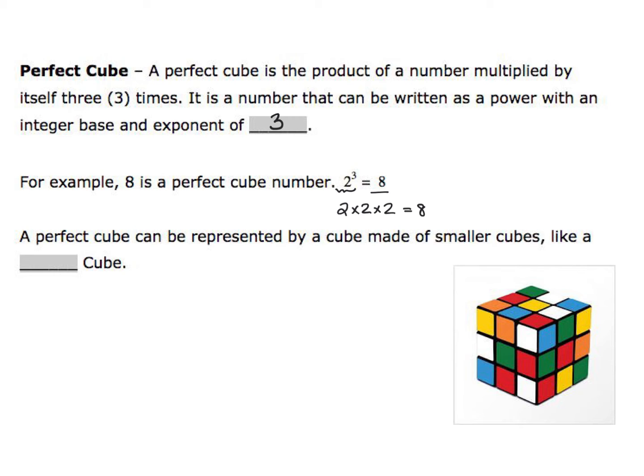So if you're trying to remember what a perfect cube looks like, it can be represented by a cube made of smaller cubes, just like a Rubik's Cube. Our Rubik's Cube, for example, has side lengths of 3. So 3 times 3 times 3, which is also equal to 3 cubed, with a standard form or value of 27.